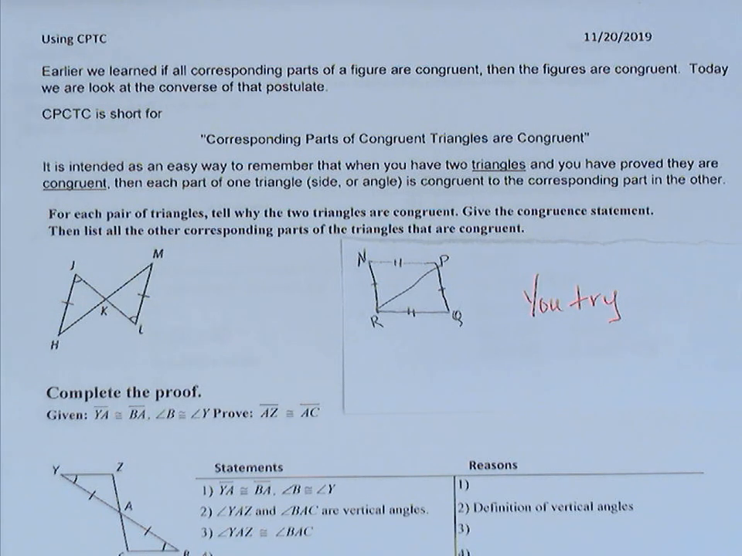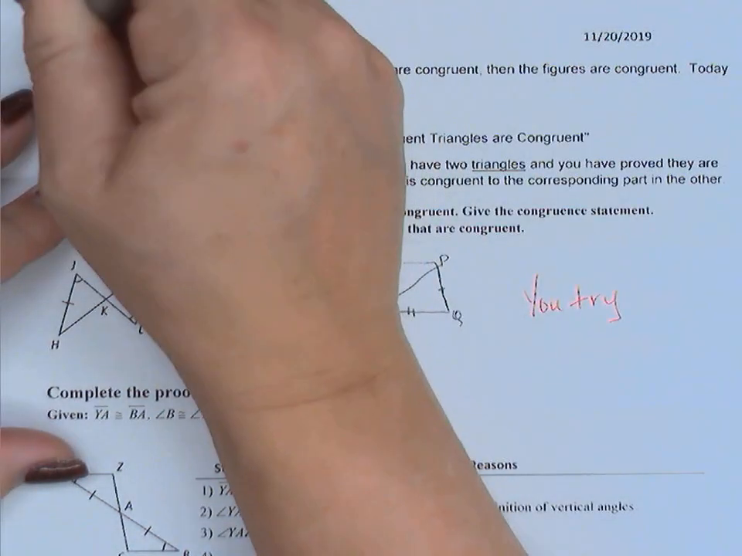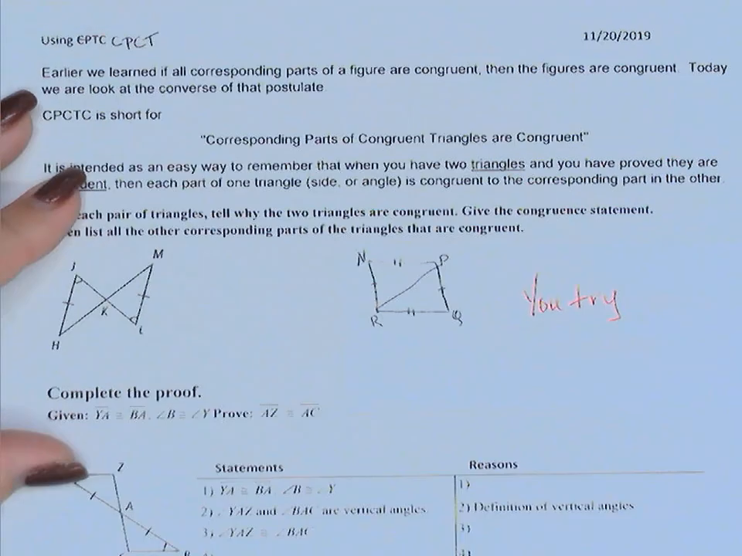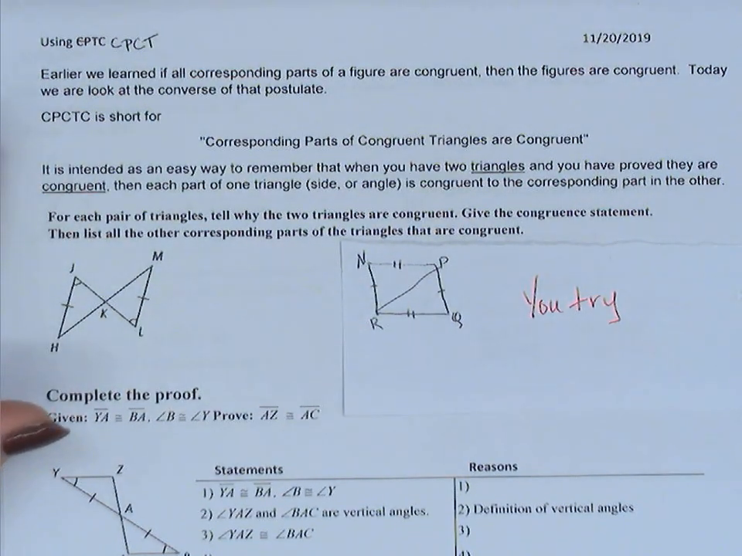Today we're looking at using corresponding parts of congruent triangles. And that piece is missing a C here. This should be CPCTC is what it should say.